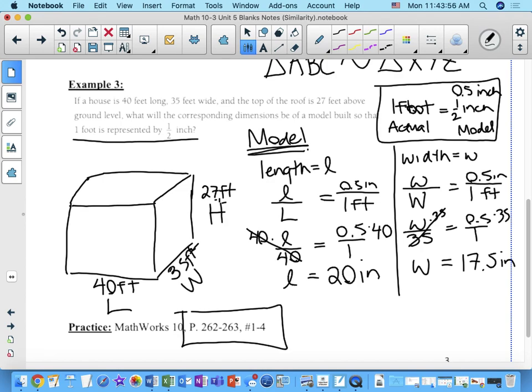And then you can do the same thing for height. And what you might actually start to notice once you do a few of these is what you're actually multiplying by here. 0.5 divided by 1 is just 0.5. So you're halving all of them. And if you start to notice a pattern like that, then you can just use that and accelerate the process. But the height's going to be the same deal.